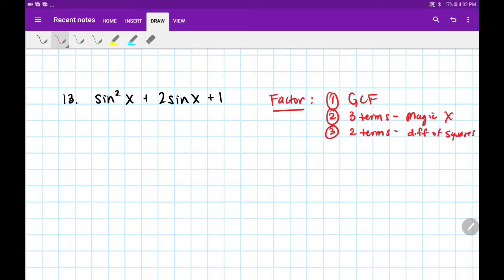So when asked to factor, you need to always start with greatest common factor. See if it's possible. So here we have 1, 2, 3 terms. And if we're using greatest common factor, that means there's something common to each of these 3 terms that I can pull out. Well, you might be tempted to pull out sine, but there is no sine in the third term to factor. So instead, since we have 3 terms, we're going to treat this like a magic x problem. And I'm going to show you how.